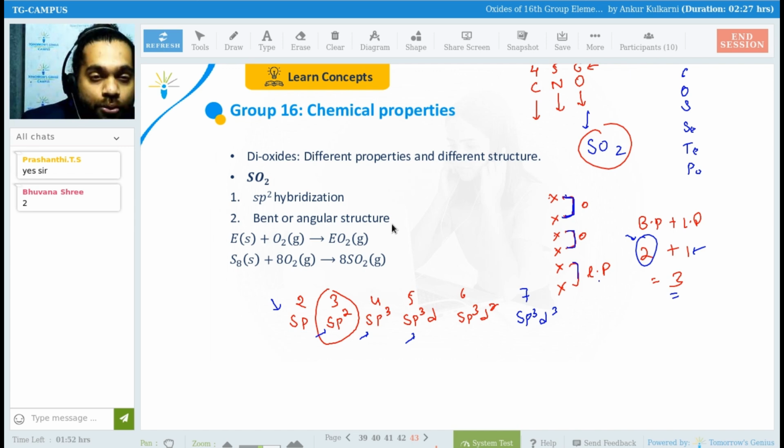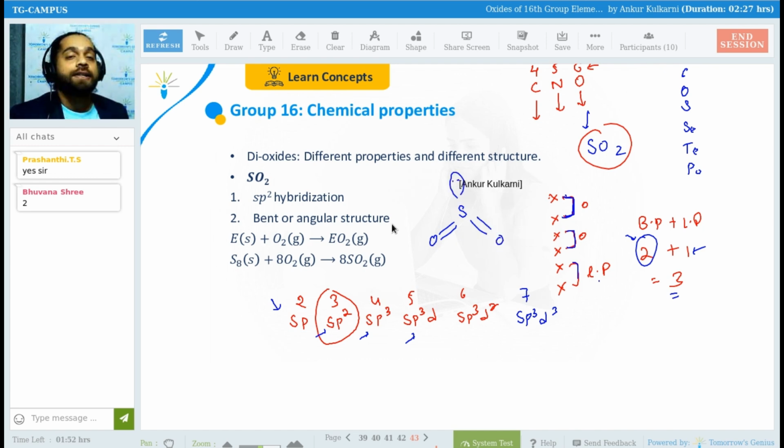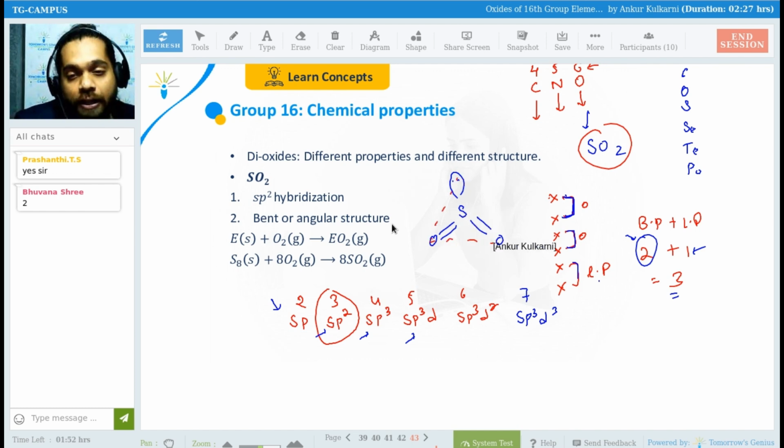That's why your SO2 is like this. S over here, a double bond to O, and this lone pair. It makes a triangle. So this is planar and we call it trigonal planar. Is it clear, everyone? Give me yes or no. Is it clear?